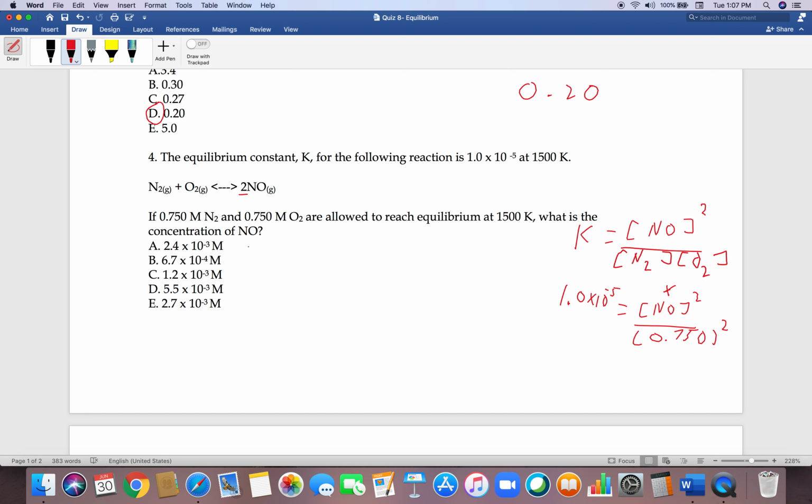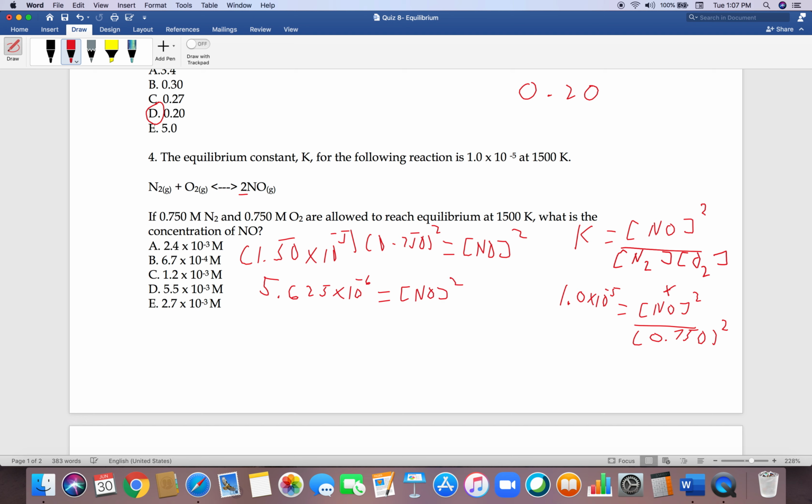To do that, I'm going to do 1.5 times 10 to the negative fifth times 0.75 squared, and that's going to equal the concentration of nitrogen monoxide squared. So I can get a value for this. Remember, I always tell you when you can get numbers. I can get a value for this. And when I type this in on my calculator, I get 5.625 times 10 to the negative 6, and that equals my concentration of nitrogen monoxide squared.